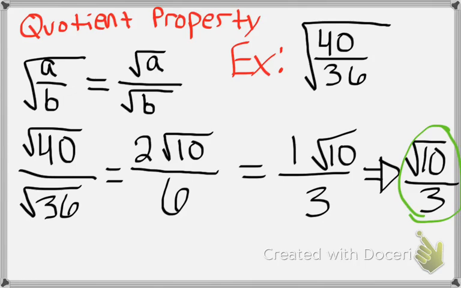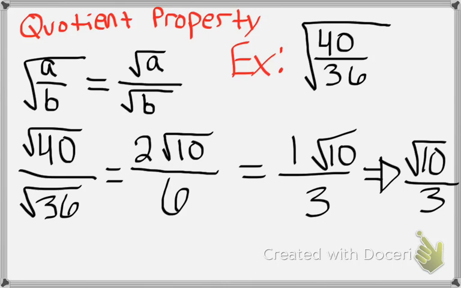And if you're not sure if you're correct, type in 40 divided by 36. Hit the square root button. Type in square root of 10. With that on the screen, press divided by 3. Then you'll notice you'll get the exact same decimal. That's how you know that you did it correctly.